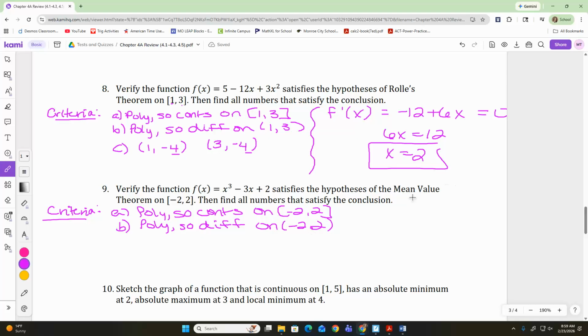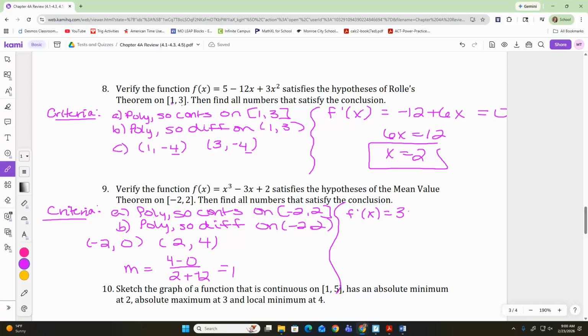Then, mean value theorem says that somewhere the derivative is equal to the slope between the endpoints. So we need the slope between the endpoints. If we put in a negative 2, negative 8 plus 6 plus 2 gives us 0. If we put in a positive 2, 8 minus 6 plus 2 is 4. So the slope, y2 minus y1 over x2 minus x1, we get 1. So we know that somewhere the derivative is going to equal 1.